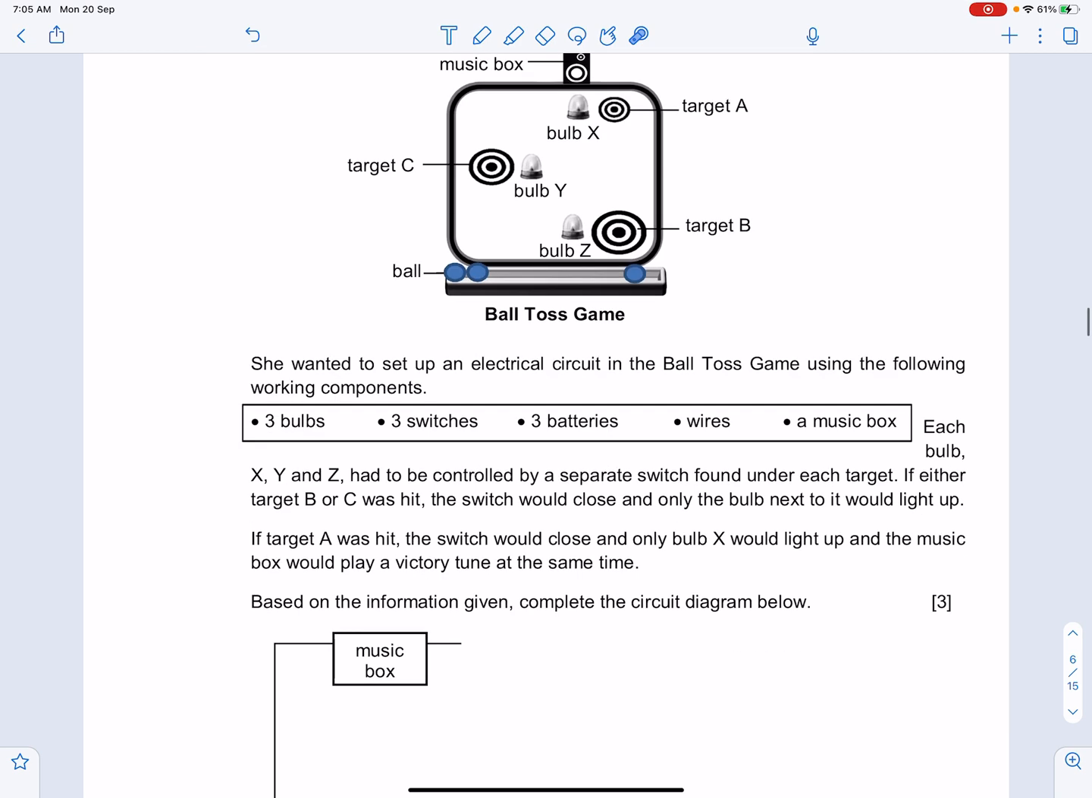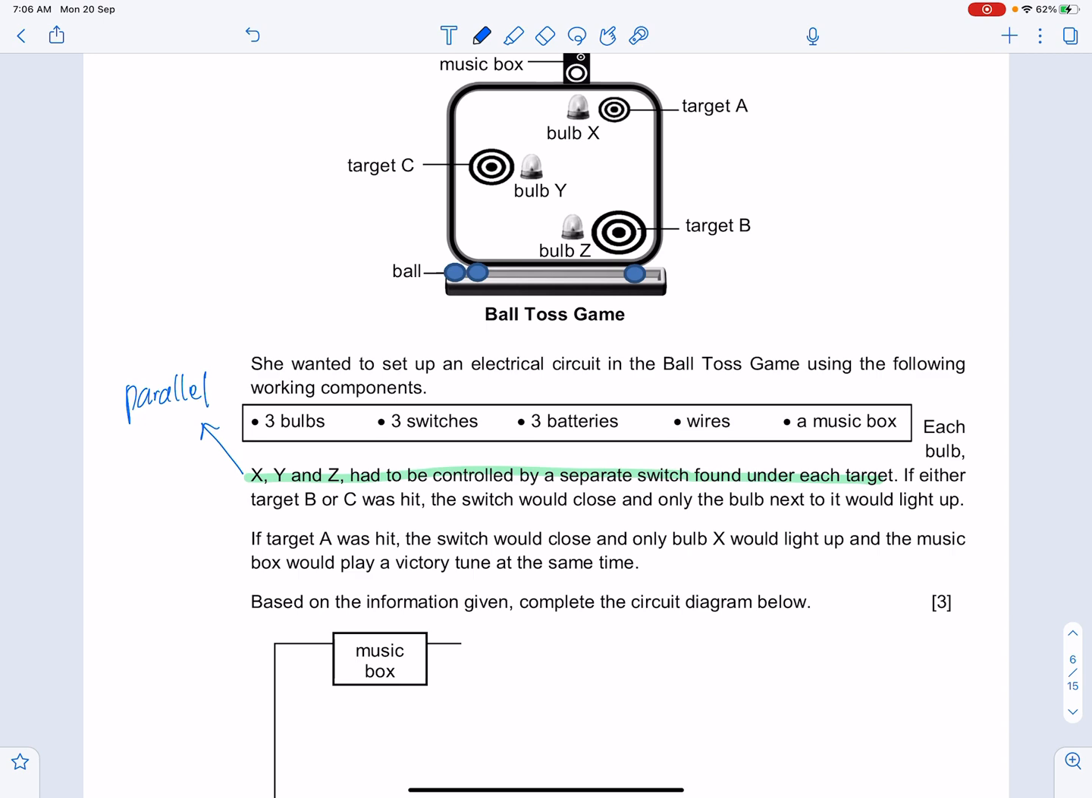Okay, so she wanted to set up an electrical circuit in a ball toss game using the following components. Each bulb X, Y, Z had to be controlled by a separate switch found under each target. So this tells me that they have to be arranged in a parallel manner in relation to each other.